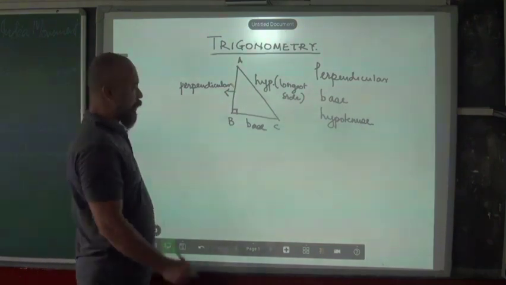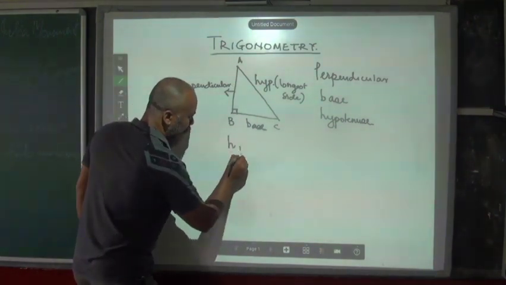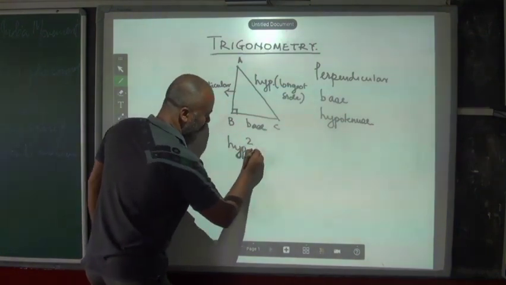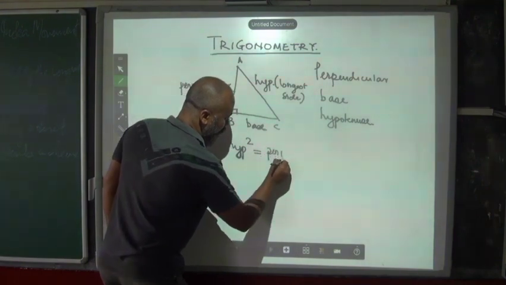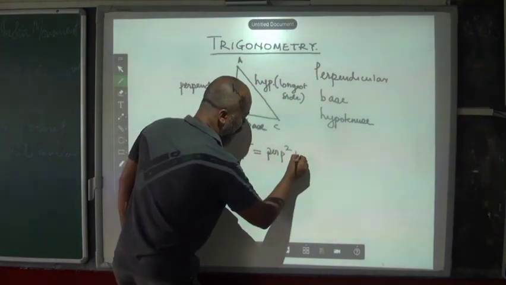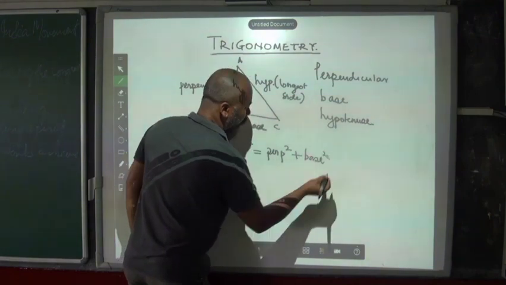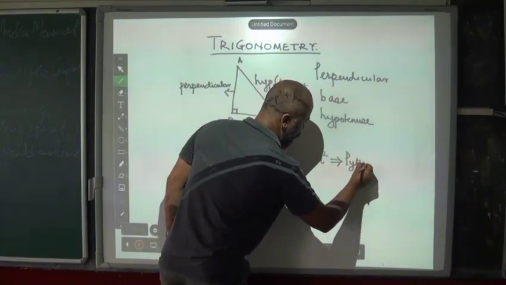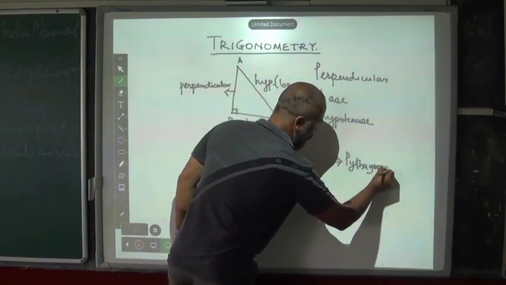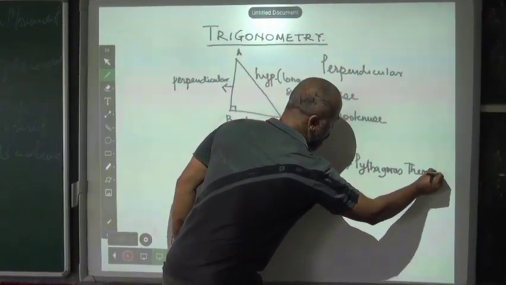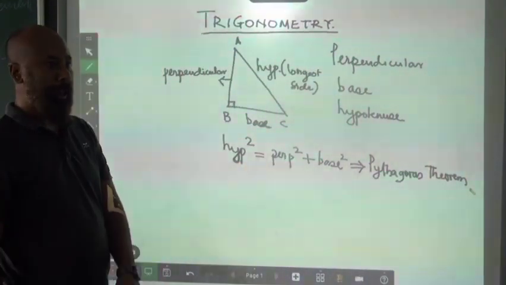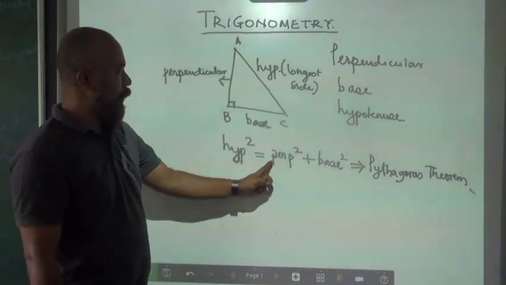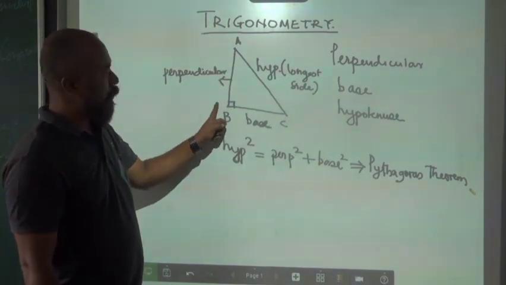Now, according to Pythagoras theorem, we have studied that the hypotenuse square is equal to perpendicular square plus the base square. This for you is your Pythagoras theorem. Okay, so last year in class 8 we studied about Pythagoras theorem. We said that the hypotenuse square is equal to the perpendicular square plus the base square.